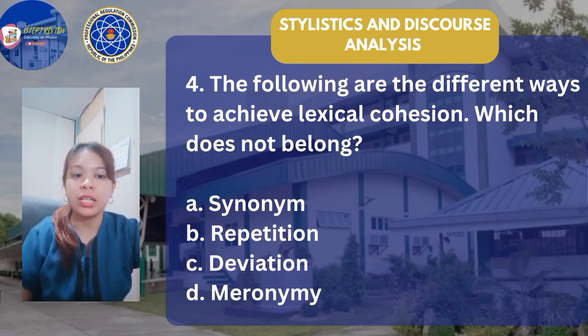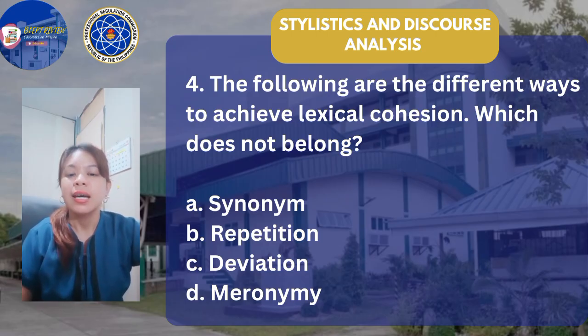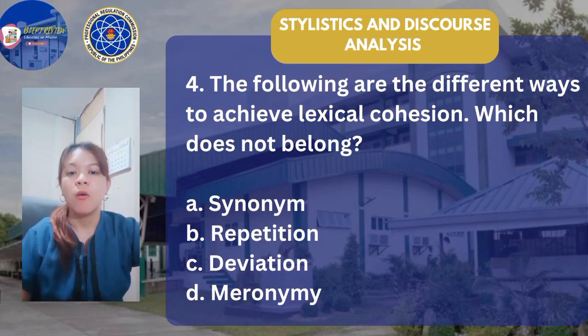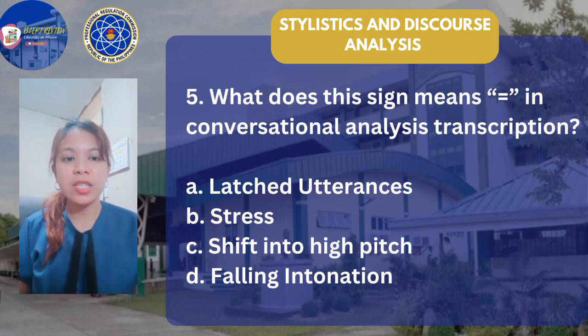Meronymy. Okay, this is a whole-part relationship. Such a relationship creates lexical ties between related words, contributing to cohesion. In contrast, deviation does not create links between words, but instead it breaks expectation. It is often used for stylistics. Okay, let's proceed now to question number 5.